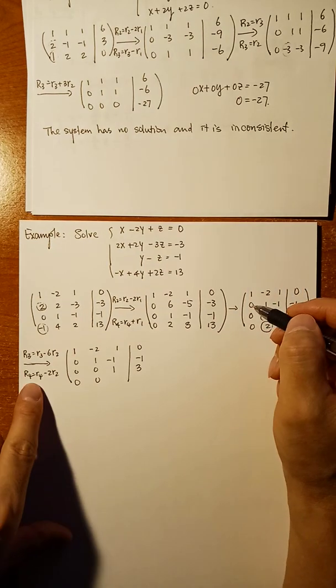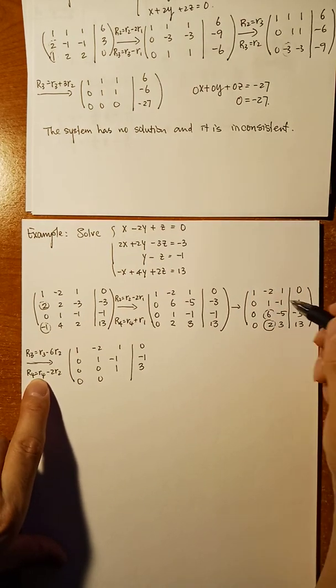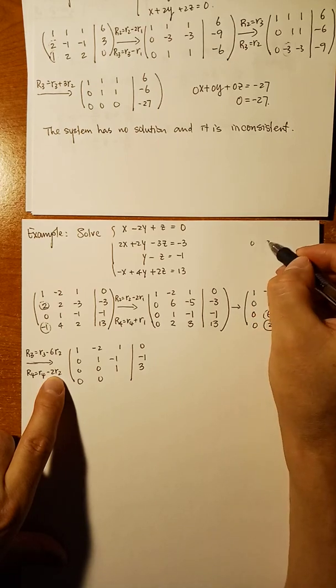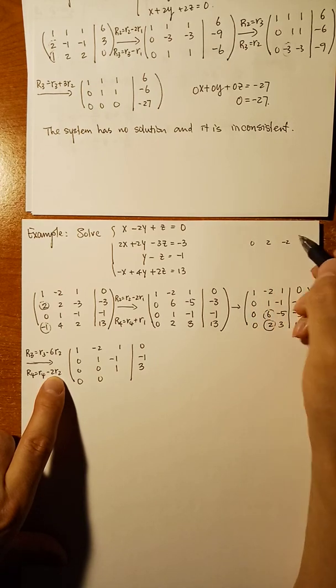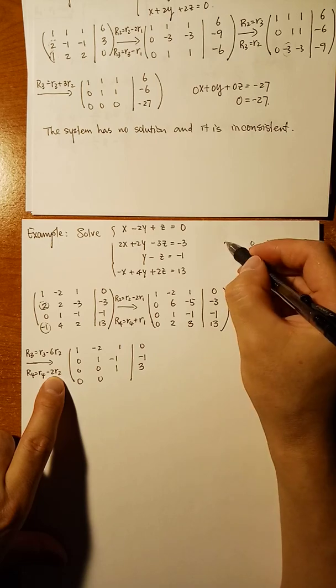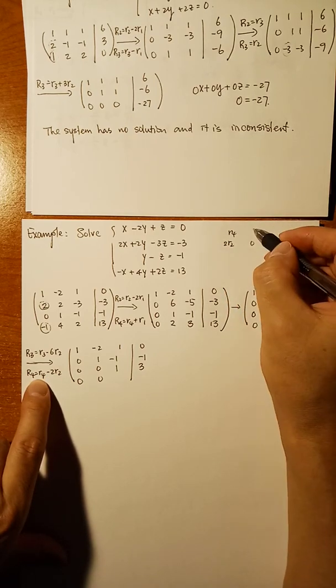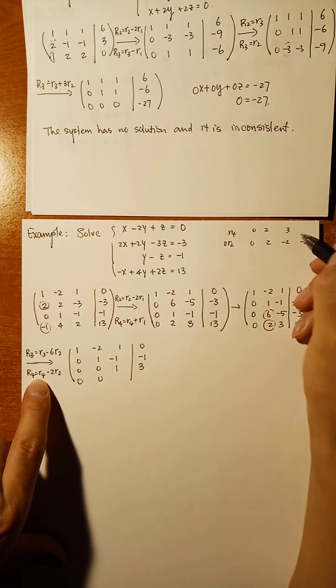You see, let's use row 4 as an example. Row 4 minus twice row 2. Twice row 2 is 0, 2, negative 2, and negative 2. This is twice row 2. Row 4, what is row 4? Row 4 is here: 0, 2, 3, 13.